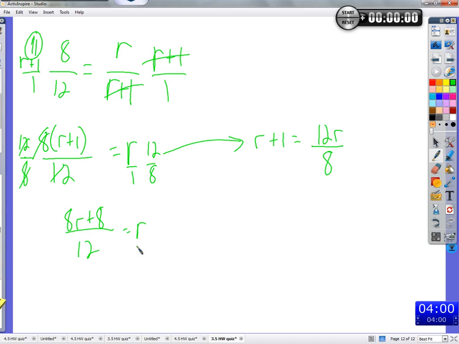Anybody can suggest anything for either of these two approaches. Derek? You multiply by 12r. Multiply by 12r here? Yeah. Okay, we'll multiply by 12r. No, you multiply by 8. Oh, multiply by 8, not 12r. Yeah, then you get the denominator. If we multiply by 8, then the denominator goes. Yeah, and you multiply this by 8. Right? Multiply the whole thing by 8. Okay, so we have 8 times r plus 1 equals 12r.